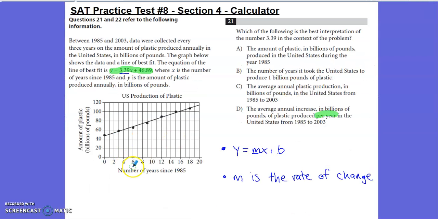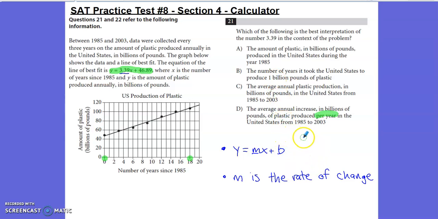Well, here's 1985 at time 0. Here's 2003 at time 18. The average annual plastic production is way above 3.39, right? We're up at already 50 billion pounds just at the beginning of that time frame, and we are way above it, over 100 billion pounds, over double that amount at the end of the time frame. So the average annual plastic production definitely seems like it's going to be well above 3.39.